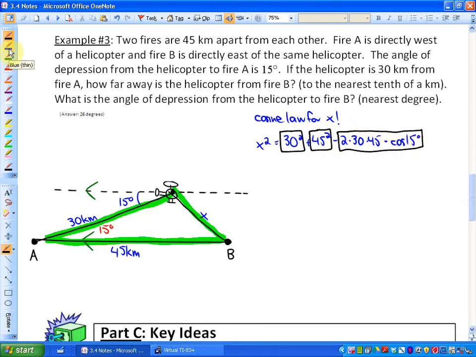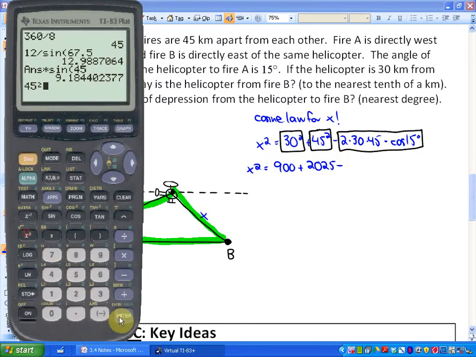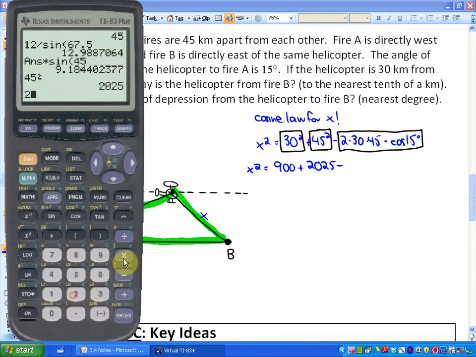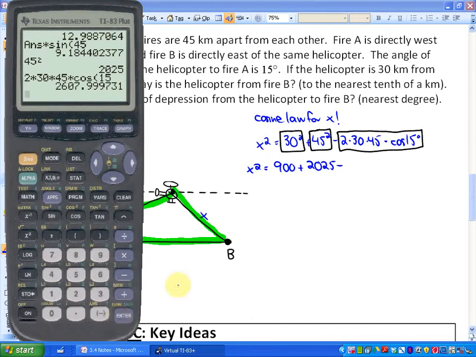So all those products are what you are going to want to do first. 30 squared is 900. 45 squared, I believe, is 2025. You can double check that. And finally, 2 times 30 times 45 times the cosine of 15 is 2608 roughly.